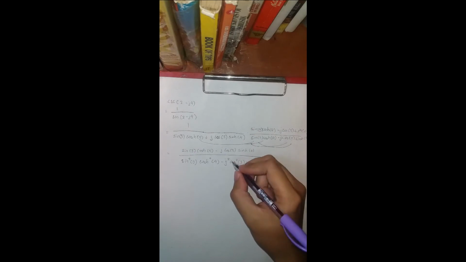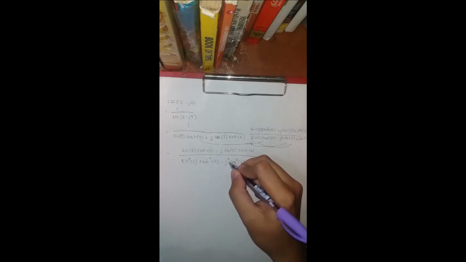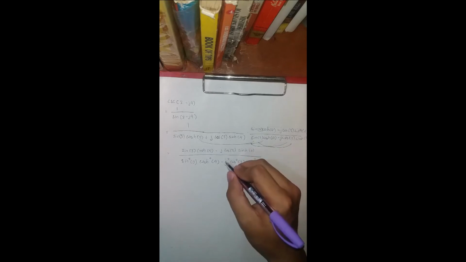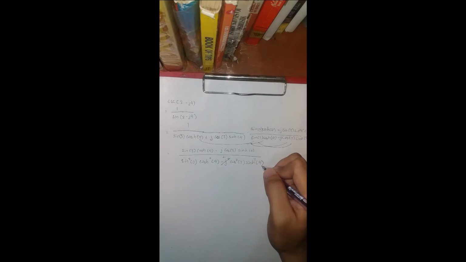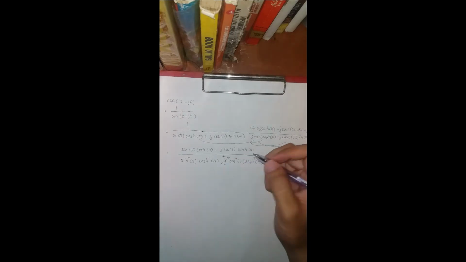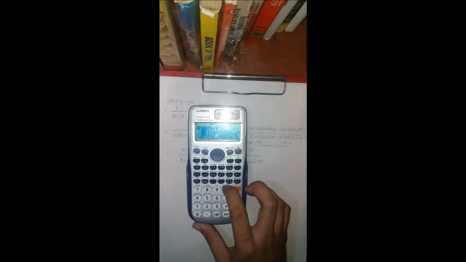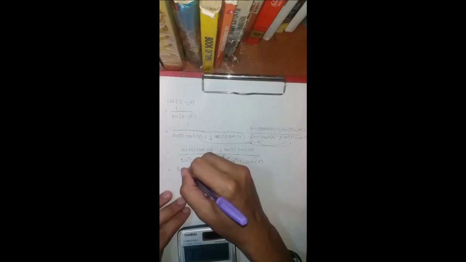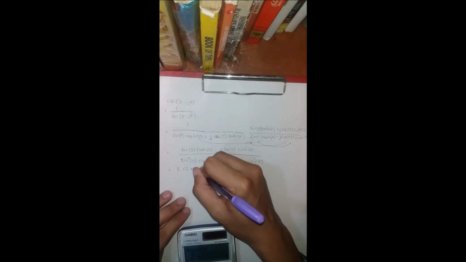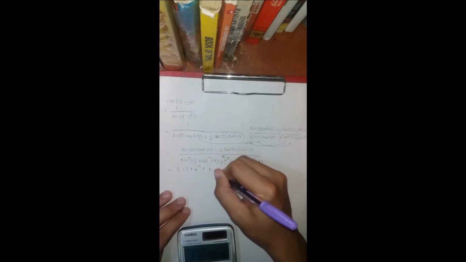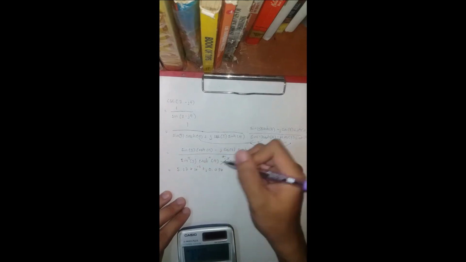And since j squared is just negative 1, this will be cancelled out, so it will be plus cos squared 3 whole. Okay, then we use the calculator, so our final answer is 5.17 times 10 raised to negative 3 plus 0.036j.